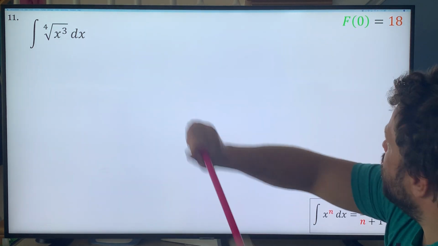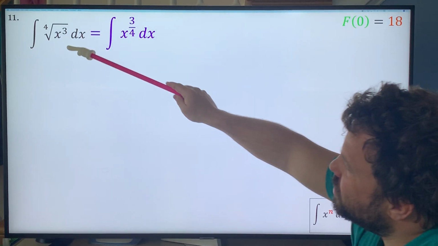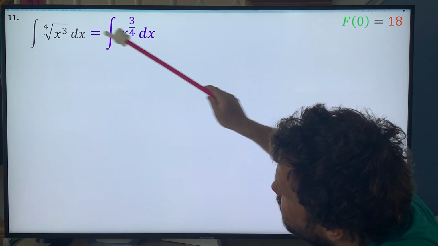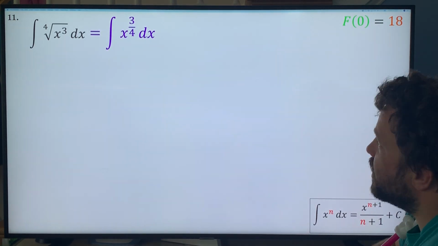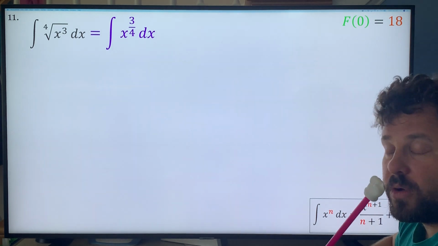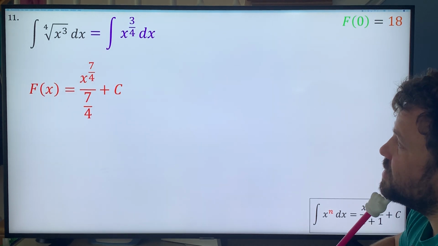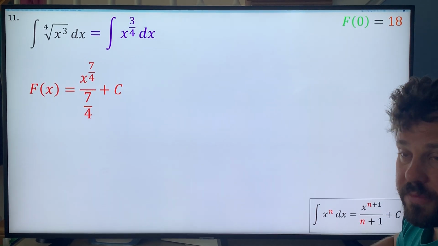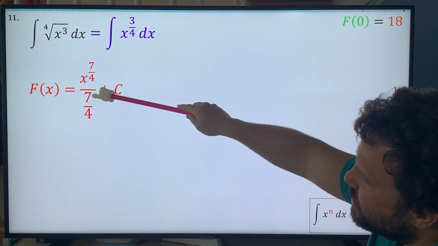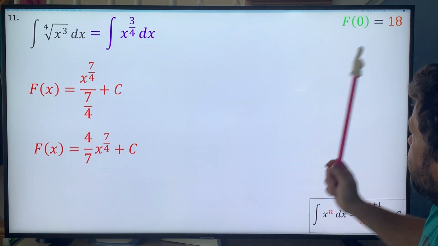Last problem. Ooh, do you remember to rewrite the fraction? That should be written as x to the 3/4. So whatever is in here is the numerator. Whatever is before your radical bar is your denominator. So now that we got that, we're going to add 1. 3/4 plus 1. 3 over 4 plus 4 over 4. 3 plus 4 is 7. So you got x to the 7/4 over 7/4. When you divide by a fraction, you multiply by the reciprocal. Reciprocal of 7 over 4 is 4 over 7. And we can leave it like that.